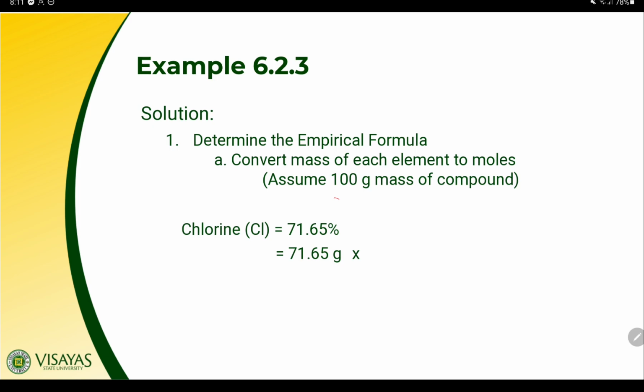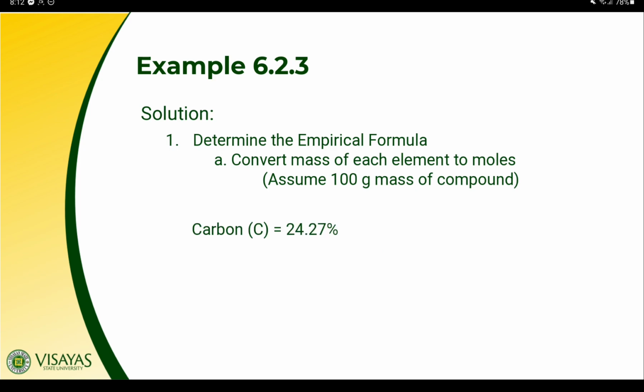So what we do, we will convert that mass to mole. In converting mass to mole, again, we use the molar mass of the element. So we refer to the periodic table of elements for the molar mass of chlorine, which is 35.45 grams. Since we're going to convert mass to mole, we have to put the mass in the denominator so that we can cancel that unit, and then we put the mole in the numerator. So 71.65 divided by 35.45 is 2.02.